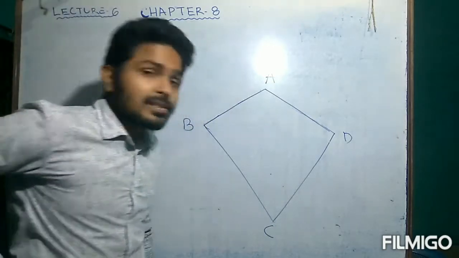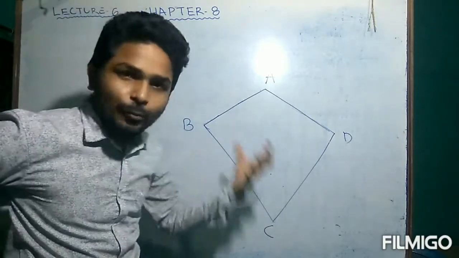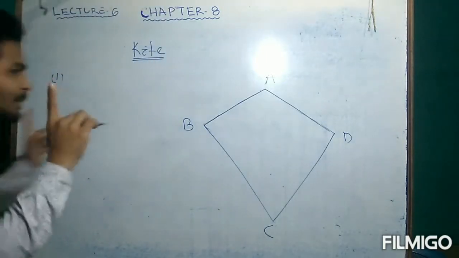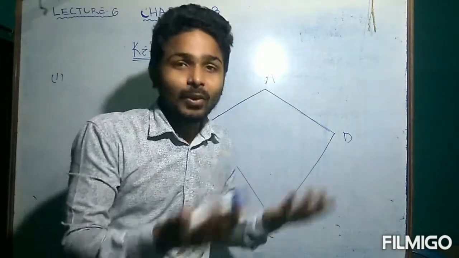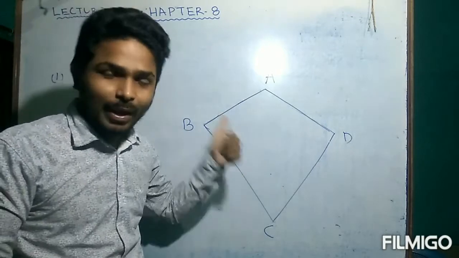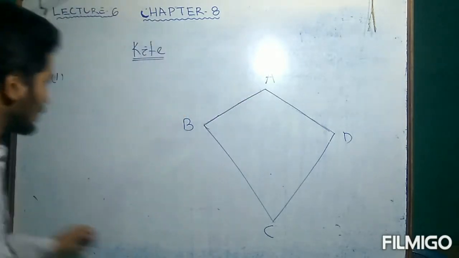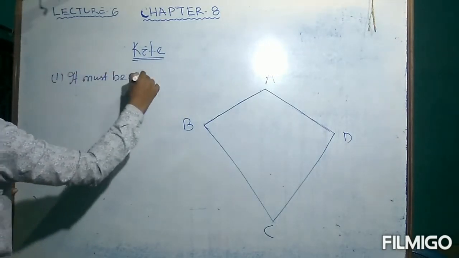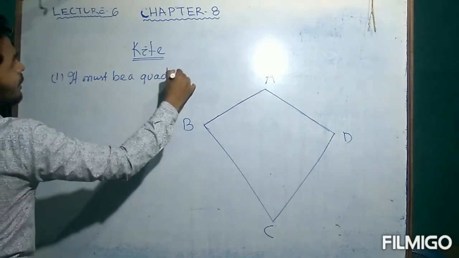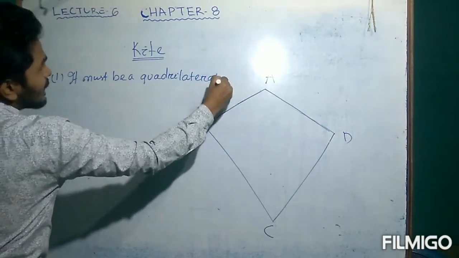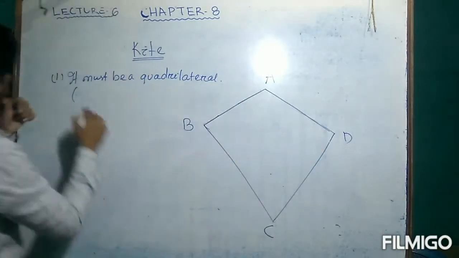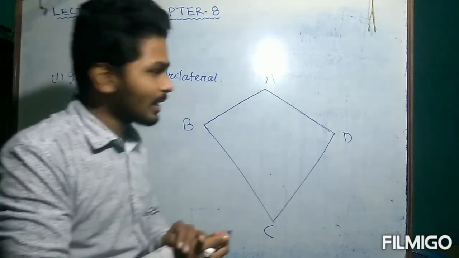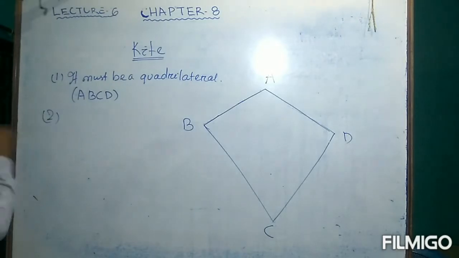Now, let us understand the different properties of a kite. Which property must be followed by a quadrilateral in order to be a kite? What is the first property? The first property is that it must be a quadrilateral. If it is not a quadrilateral, then how can it be a kite? So it must be a quadrilateral. Here ABCD is a quadrilateral. Understood?